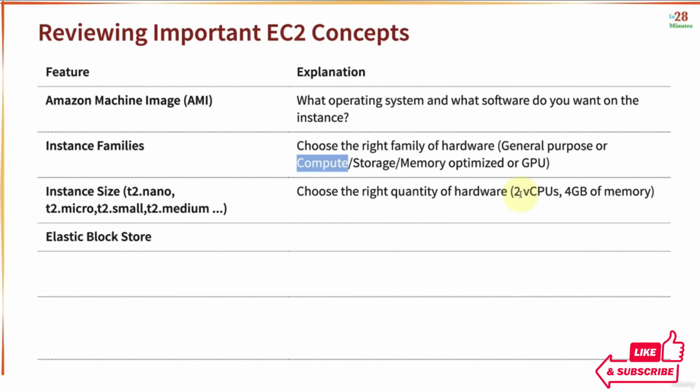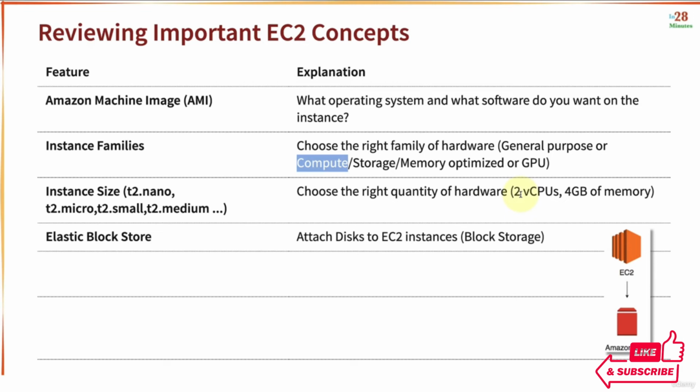Next, let's talk about Elastic Block Store. Elastic Block Store helps you to attach disks, or virtual disks, to your EC2 instances. We'll explore Elastic Block Store a little later as well. This is something which is called block storage. Typically, you would attach a hard disk with your computer or laptop. Similar to that, you can attach an Elastic Block Store instance as a virtual disk to your EC2 instance.